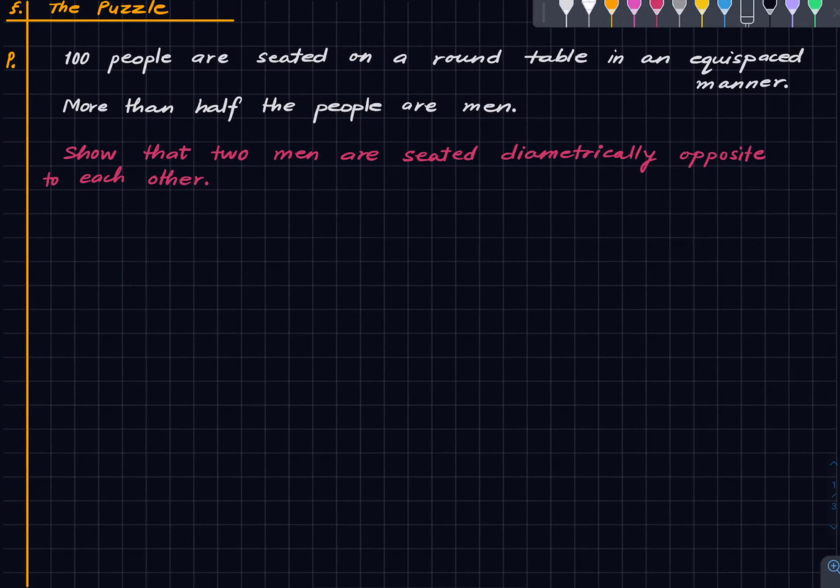Here is the problem. 100 people are seated on a round table in an equi-spaced manner. So you can imagine a circle with 100 equi-spaced points. Every point can be thought of as a person. More than half the people are men. So at least 51 of these 100 people are men. Others are women, presumably.